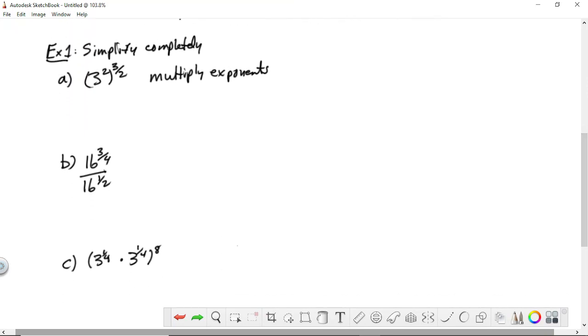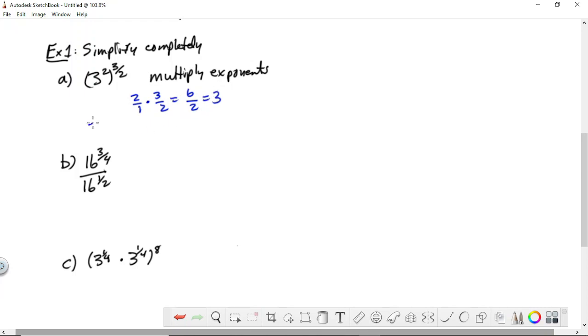Simplify completely. Here we have one that's raised to a power. It's 3 to the second power, and that's raised to the power of 3/2. So you multiply those exponents. Let's look at that multiplication problem. The 2 is 2 over 1, and you multiply that by 3 over 2, the outer exponent. Numerator times numerator, you get 6. Denominator times denominator, you get 2. And 6 over 2 is 3. That's the result of the multiplication of exponents.